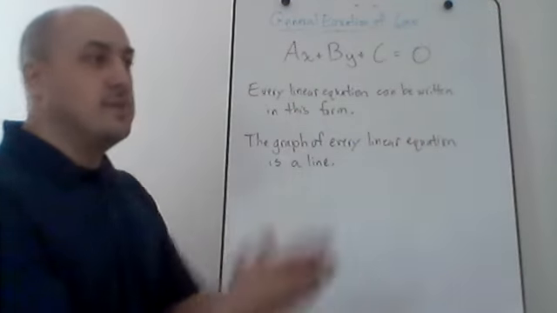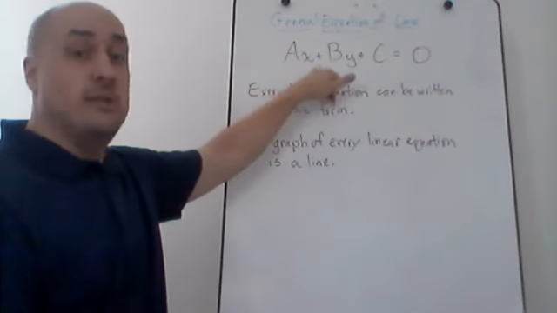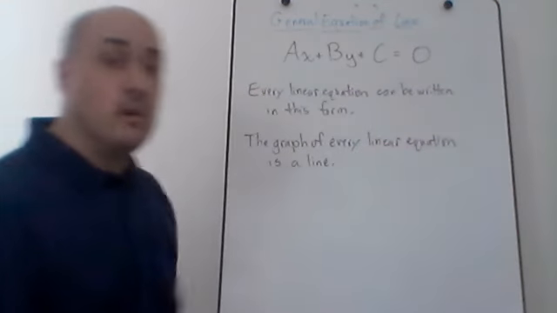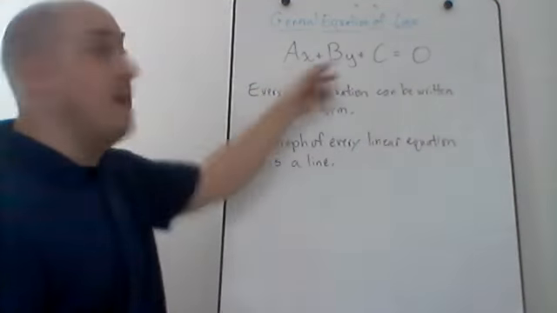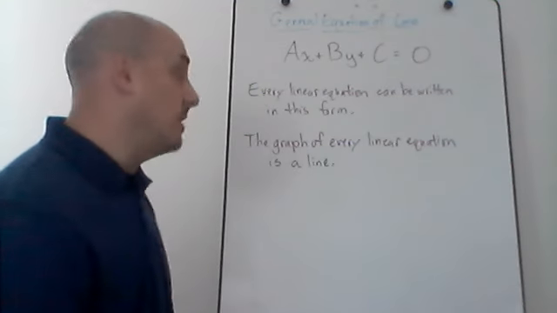So if you see a straight line and you want to figure out what the equation of that line is going to be, it's going to be a linear equation. You'll be able to write it in this form. On the other side, if you graph a linear equation, that graph is going to be a straight line. So those two always go together.